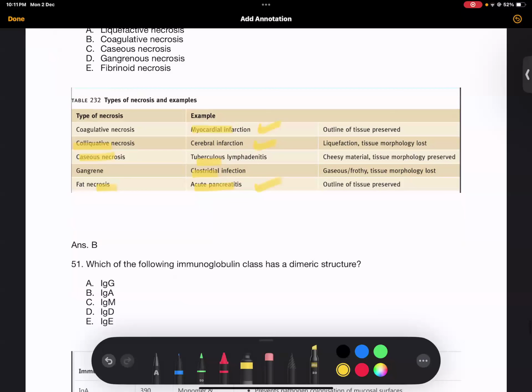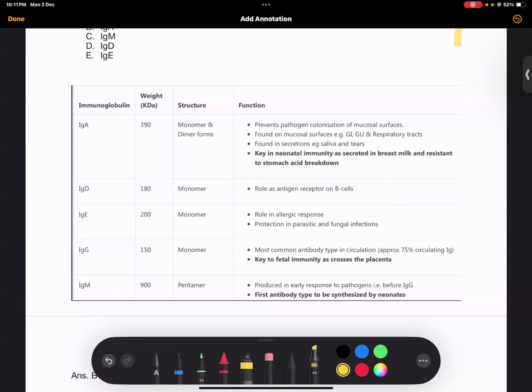Okay. So which has the dimeric structure? All these immunoglobulins, if you see this table, this table is very, very important. You don't need to remember the weight, just have to remember the structure. 2 things are unique. All are monomer. Everything written here is monomer. Just 2 exceptions are there. IgM is pentamer and IgA is dimer also. So these 2 things you have to remember.